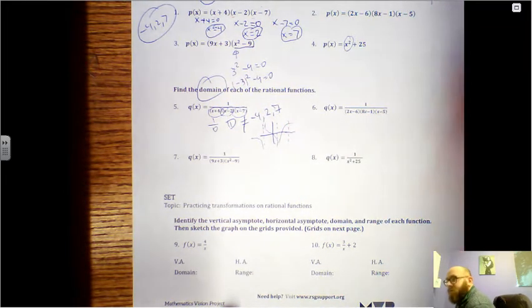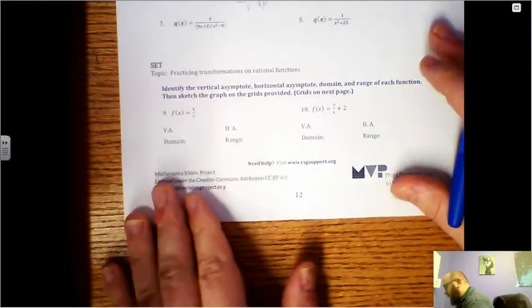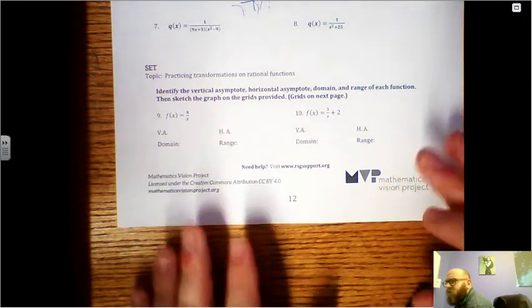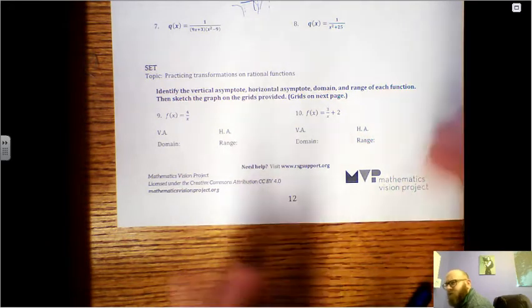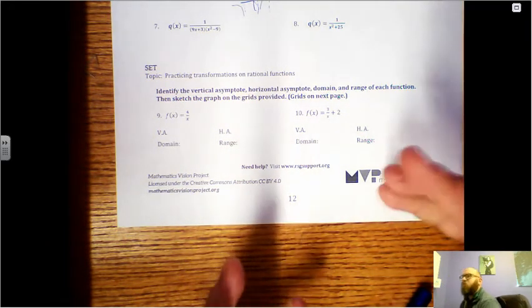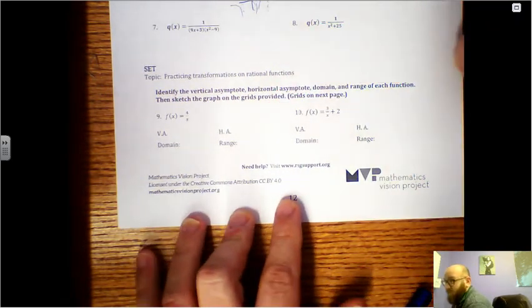Okay, let's move on to the set piece. Now for the set piece, it wants us to practice transformations on rational functions. So when looking at this, we've done some transformations with parabolas and with some exponential equations before, but what does it look like when we're doing a transformation with a rational function? Well, when we're doing it with a rational function, it's actually going to behave kind of similarly, right?